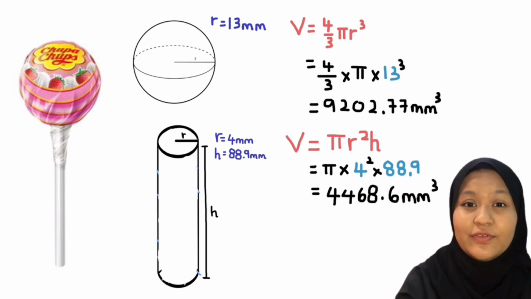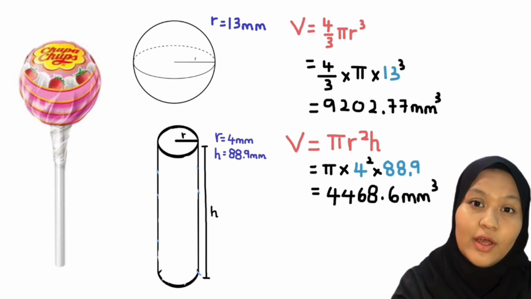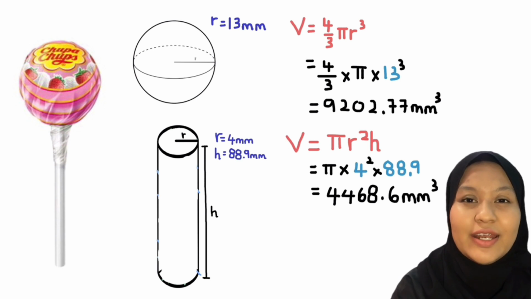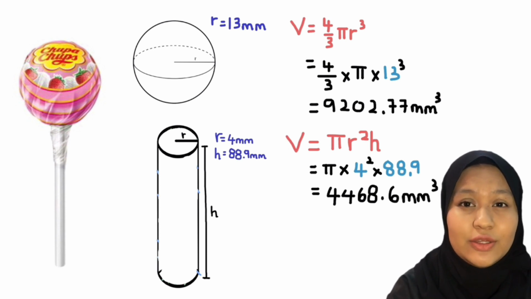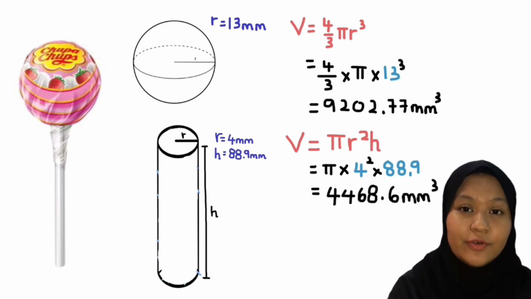Now let's move on to the volume of the shapes, shall we? The formula for the volume of a sphere is 4/3 pi r cubed, and we substitute again the information we got into the formula given: 4/3 times pi times 13 cubed. We will get 9202.77 mm cubed. Remember that millimeter squared should be written for area and millimeter cubed for volume.